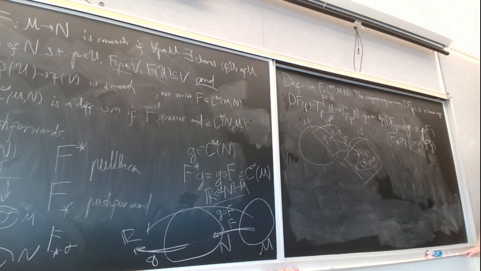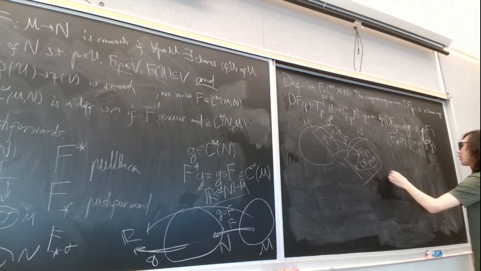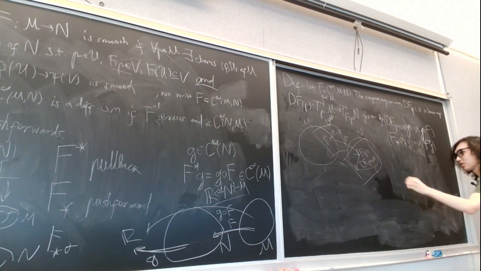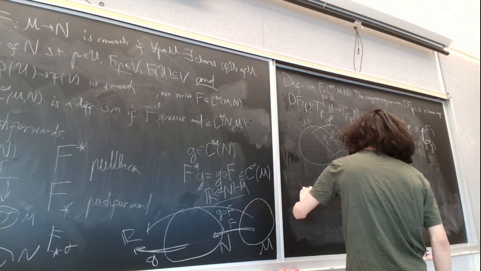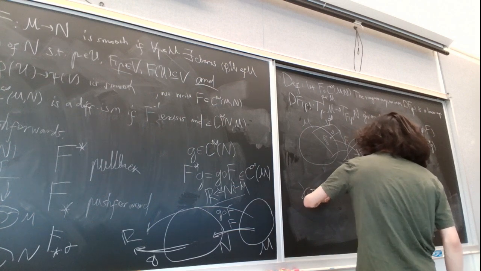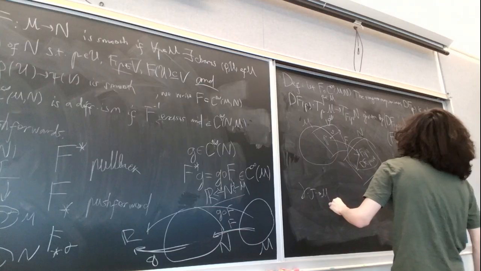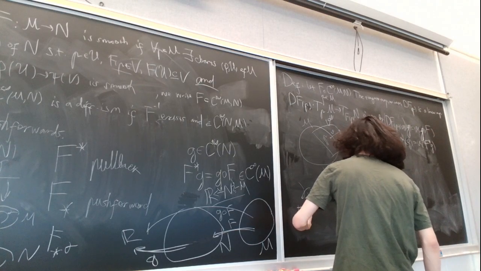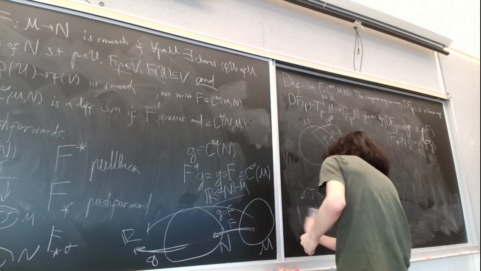Let's look at an example actually. I'm going to do a couple of examples. So let's say we have a curve, curve gamma, again from J to M. It's just gamma.